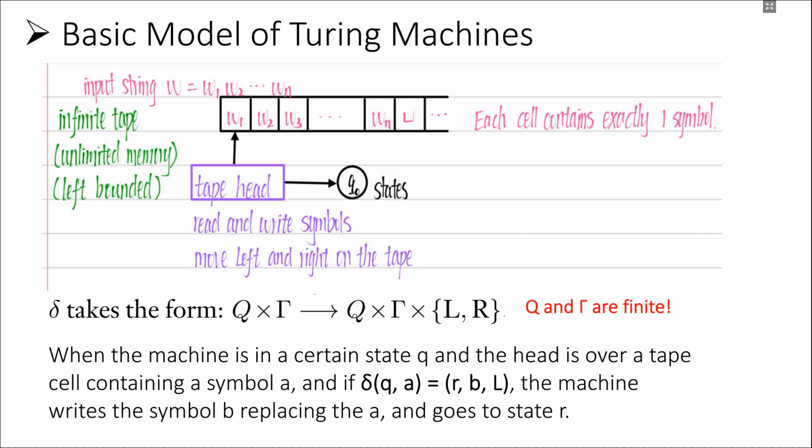When the machine is in a certain state Q and the head is over a tape cell containing a symbol A, and if the transition says delta(Q, A) equals (R, B, L), the machine writes the symbol B replacing the A on the tape and goes to state R. After that, the head moves to the left.